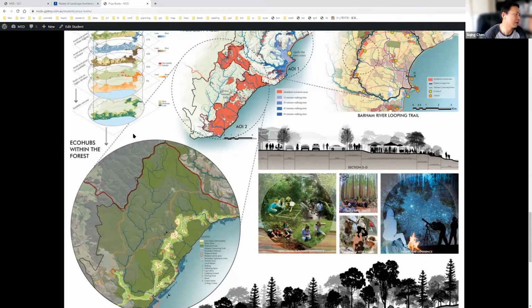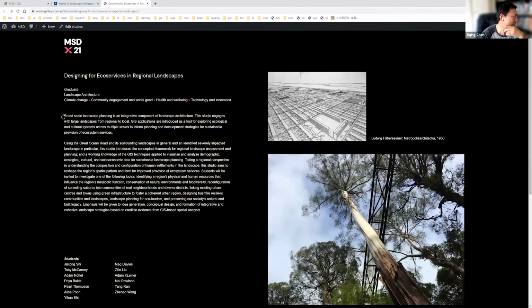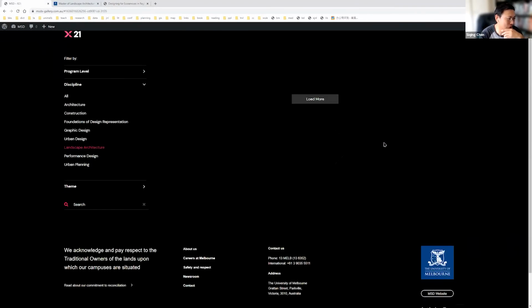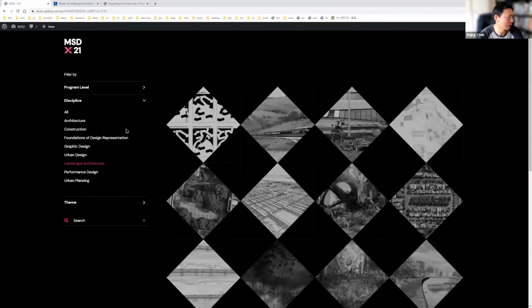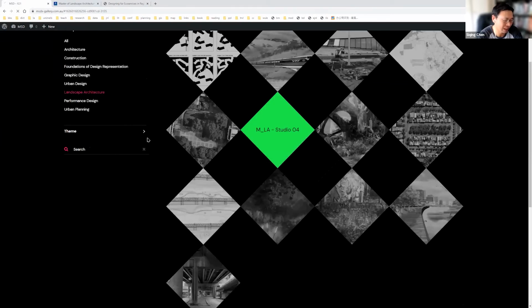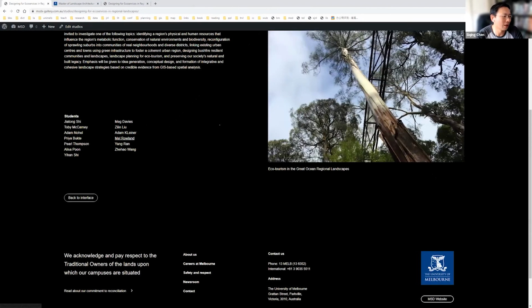This whole thing, I think, is available to anyone. If you want to jump onto the website at the MSGX, you have architecture studio and landscape studio, and my studio is the only landscape studio focused on the Great Ocean Road. And you can see there are many more projects along the Great Ocean Road, and they are focused on the kind of eco-services at the regional scale.